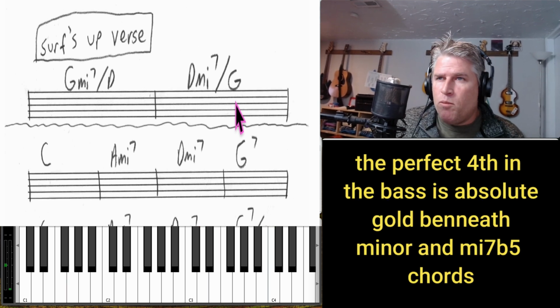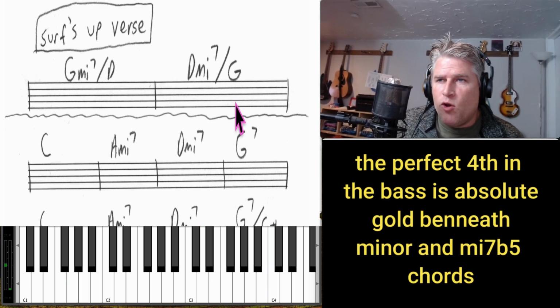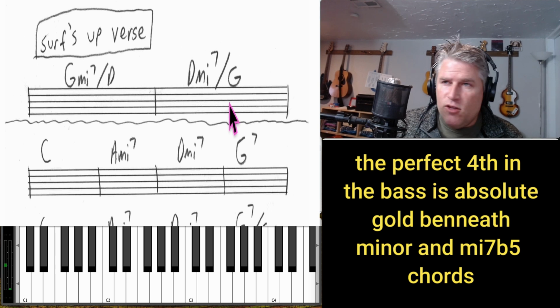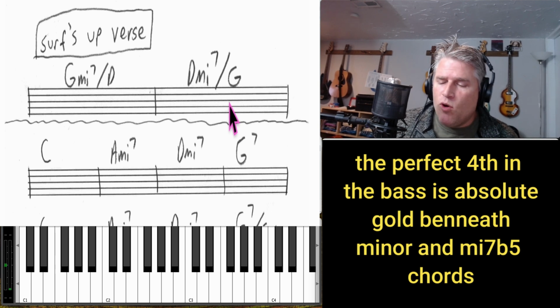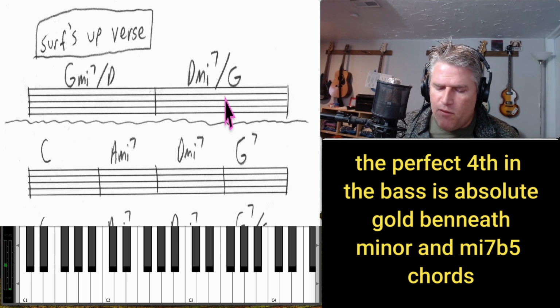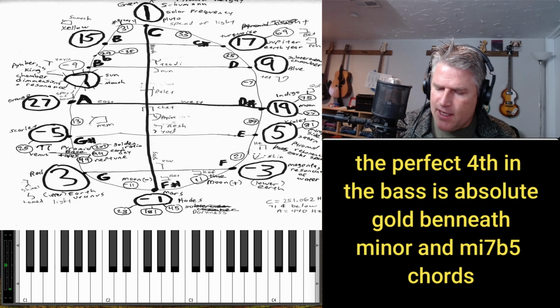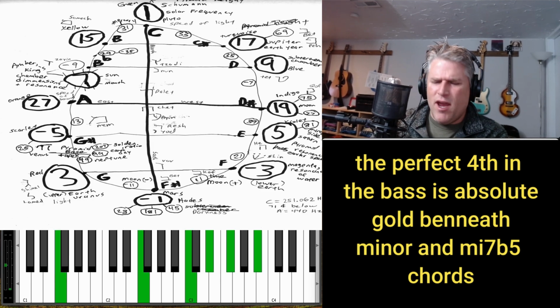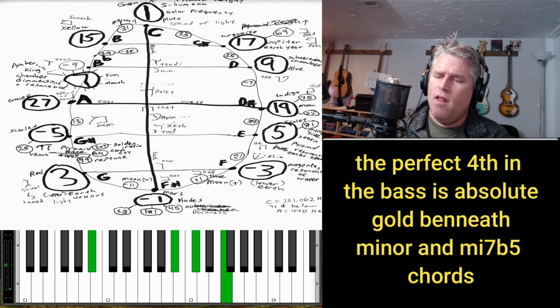So 11 or perfect fourth is a great note on minor chords. Even if you're on the melody, you start on there, minor 7 flat 5 chord, same thing. You can use the perfect fourth in the bass. So if we had a C minor 7 flat 5, I could do F in the bass. Sounds great. Wants to resolve to B flat minor.